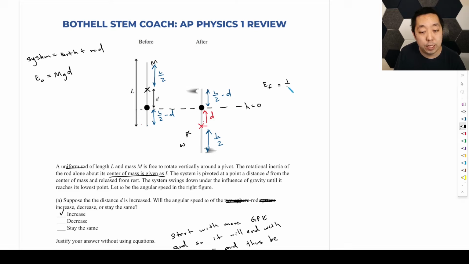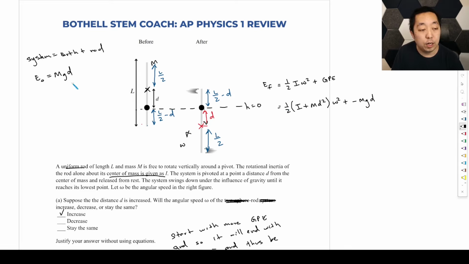Well, we're going to have some kinetic energy, 1/2 I omega squared. Now, this I is not just of the rod. This would be the I around the center of mass, but we'll talk about that. And then there's going to be some gravitational potential energy. Now, the kinetic energy is 1/2 I, and because it's off from the center of mass, by the parallel axis theorem it's actually I plus md squared times omega squared. And the gravitational potential energy, because it's d below our h equals 0, is negative mgd.